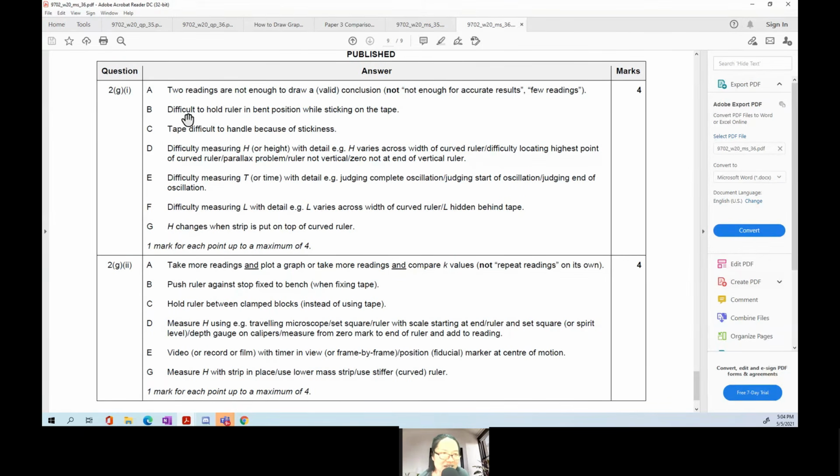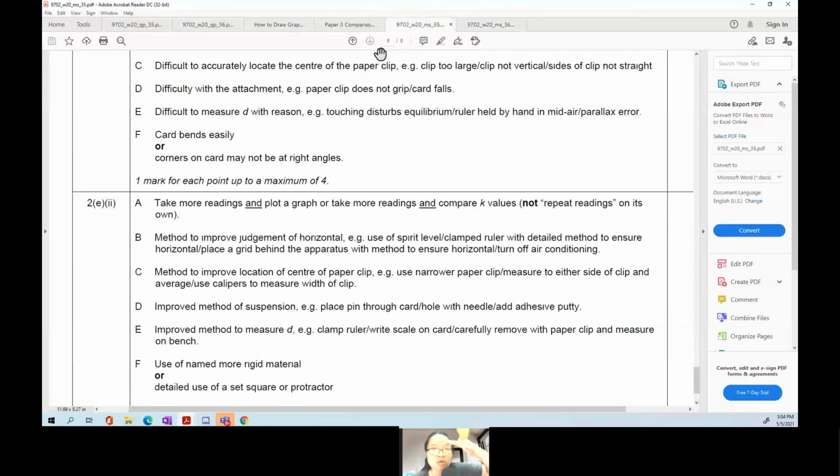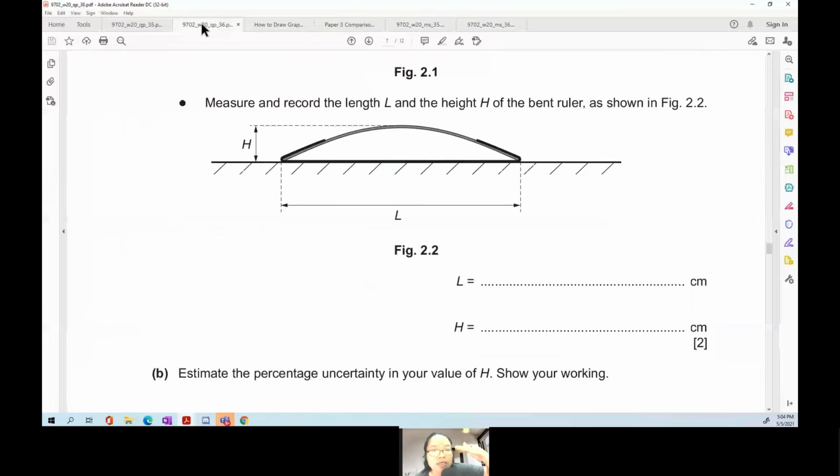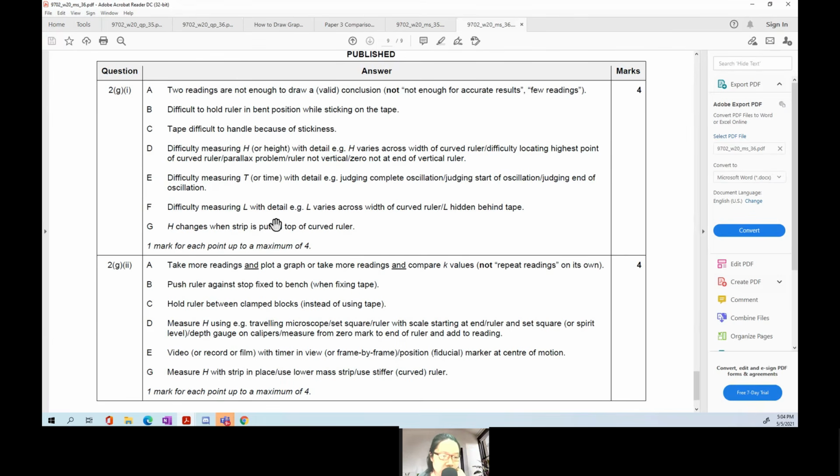Difficult to handle tape because of stickiness. This one. Difficult to hold ruler in bend position when sticking the tape. Okay. And also H changes when the strip is pulled on the top of the curved ruler. So when you put the ruler here, this thing will sink a bit because this thing is like a soft plastic. So the H will change when the ruler is placed on top.